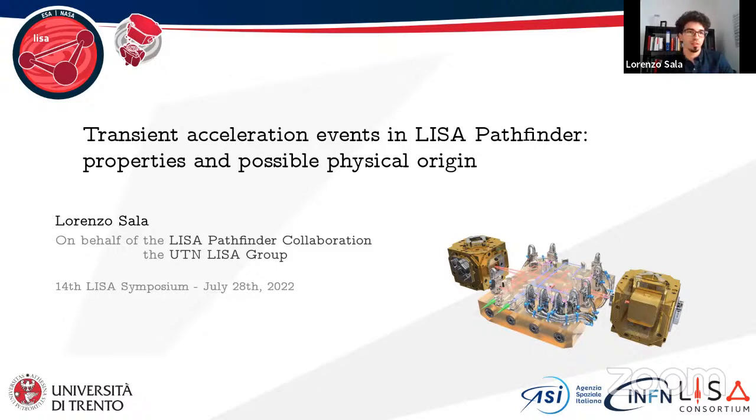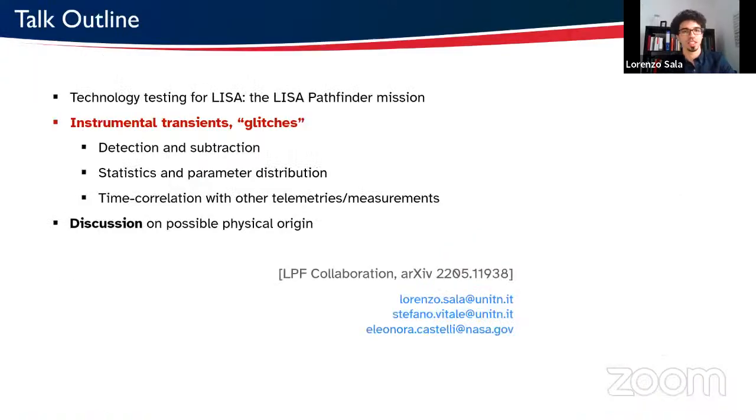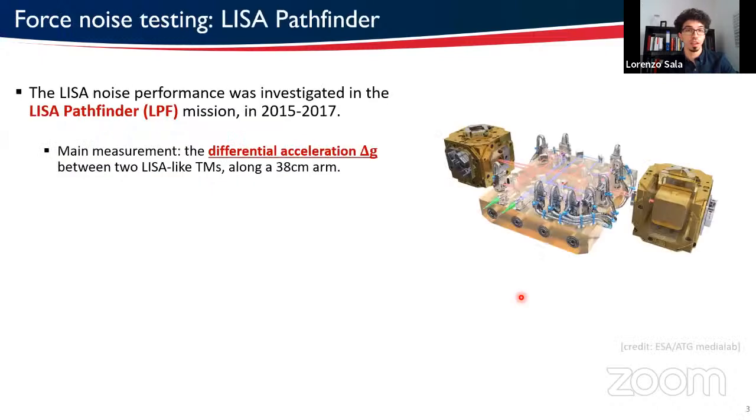As already said, I'm Lorenzo Sala, and I'm about to talk about the transient acceleration glitches detected in the LISA Pathfinder mission. I'm going to talk about the detection and the detected properties, some correlations with other telemetries on board the mission, and something about the possible physical origin of these events. If you're interested in more detail, you can find everything in our recently published paper on the arXiv. I put the reference here.